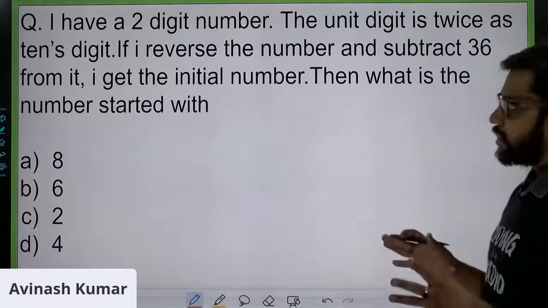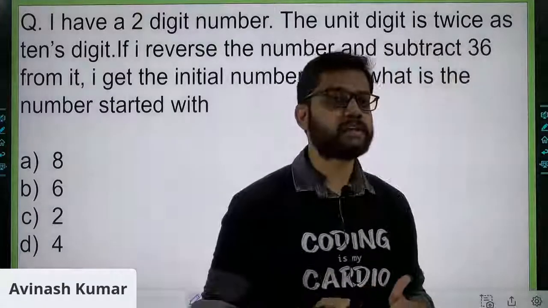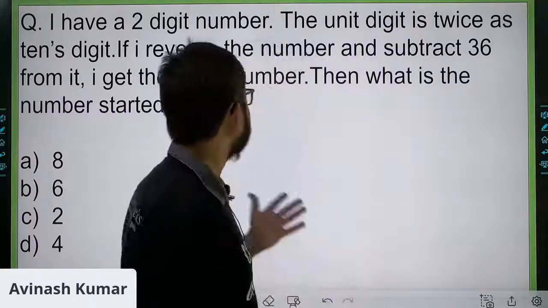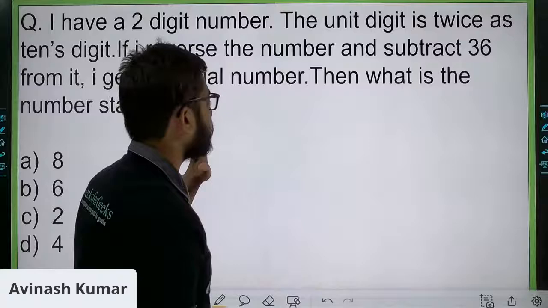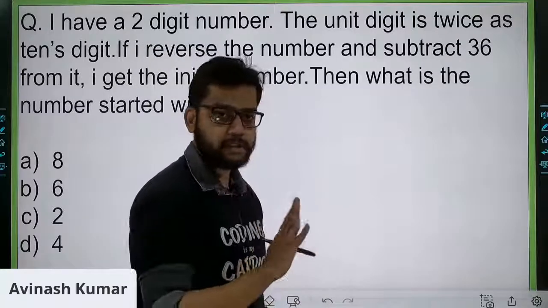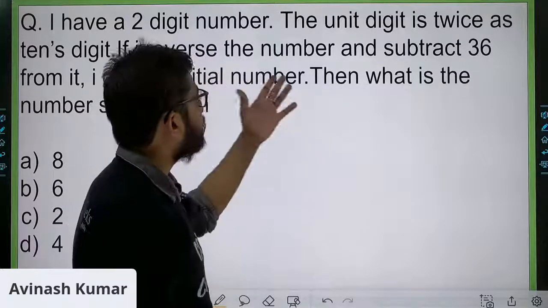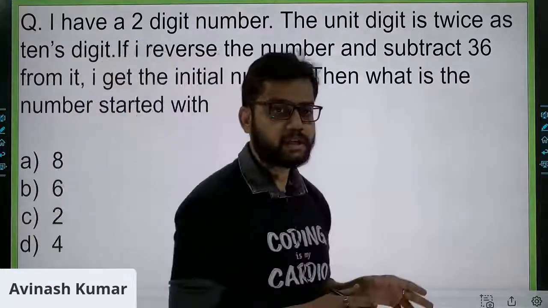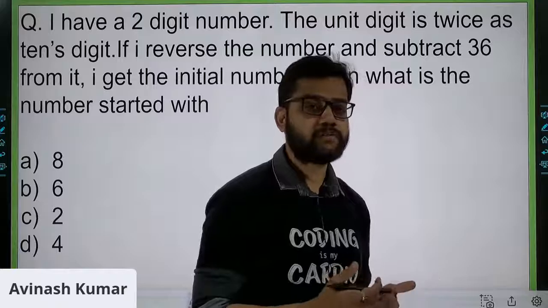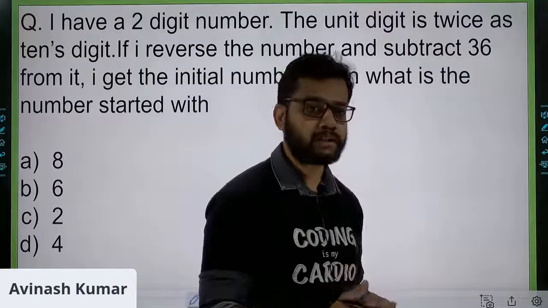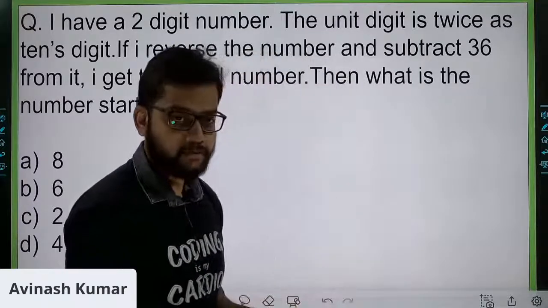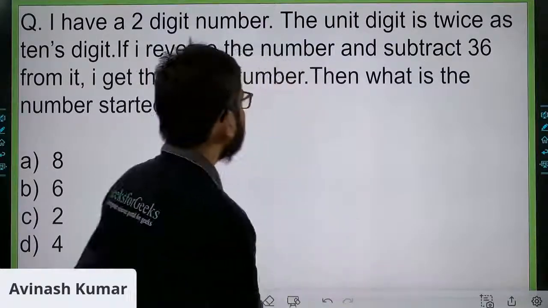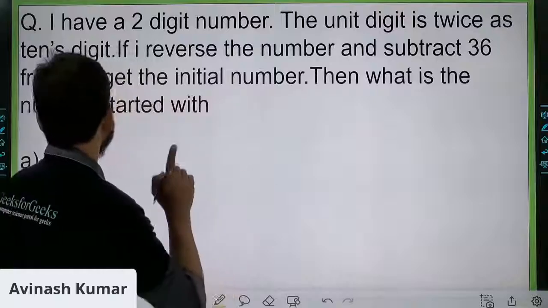See, any number is either a 1-digit number, 2-digit number, or 3-digit number. So here it's a 2-digit number, which means we have 2 digits in that number. Now it's saying that the unit digit is twice the tens digit. Whenever you see such questions where we have to make equations with respect to another one, then assume the one from which you can make the relation of the first one.